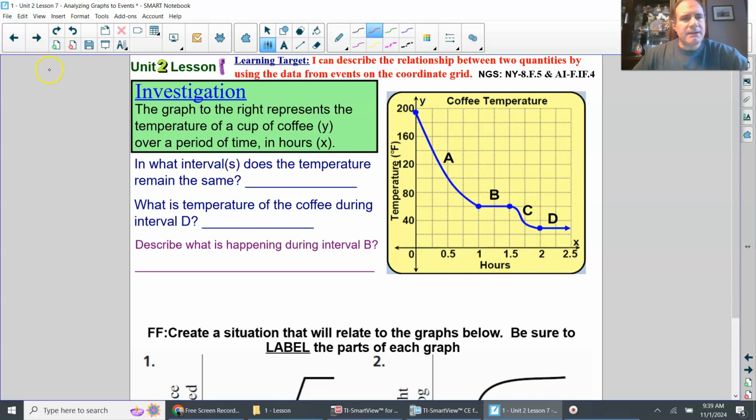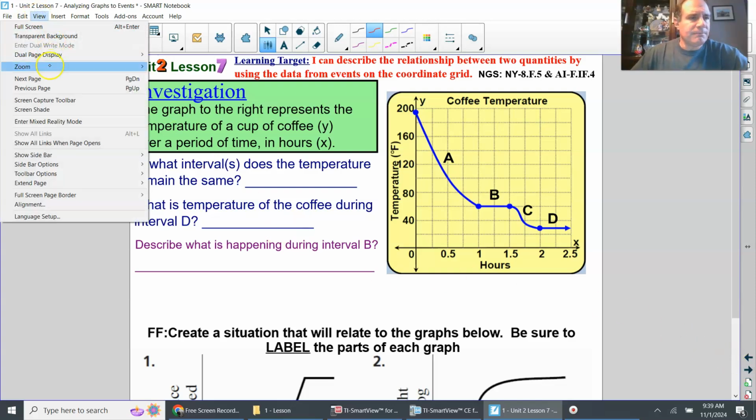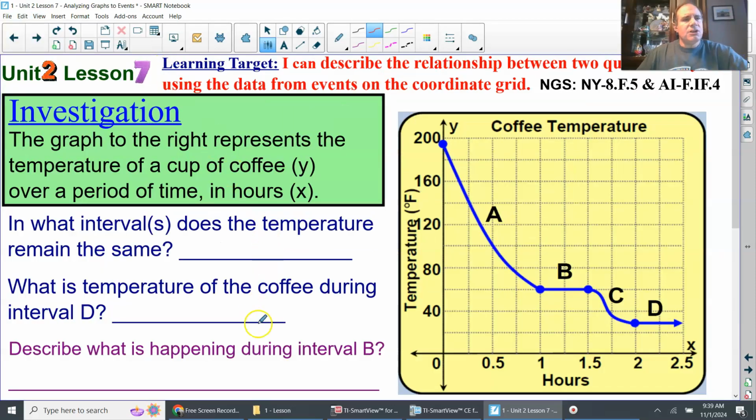So we're talking about an investigation here, and we're going to zoom this in to the full page. The graph to the right represents a cup of coffee over a period of time in X hours. So the temperature is Y and the hours are X. In which intervals does the temperature remain the same? I'm going to draw the dotted line. You see the temperature remaining the same right there.